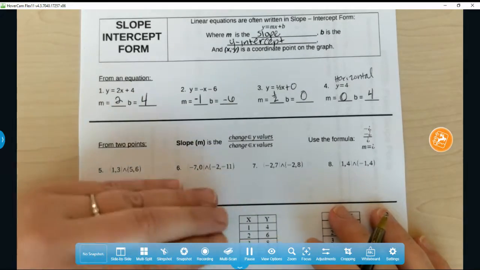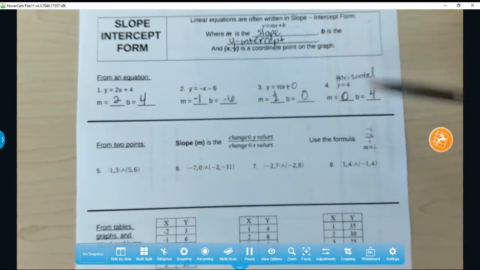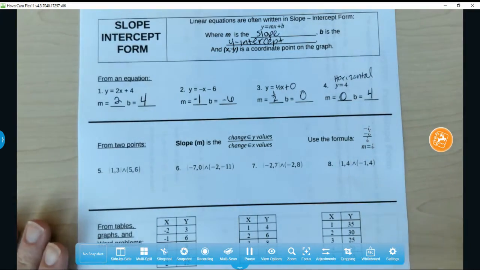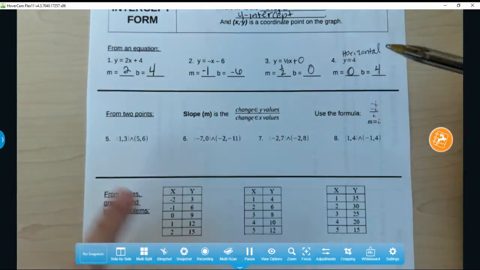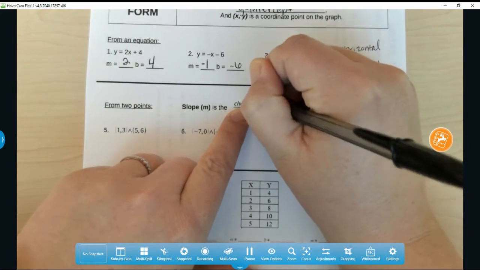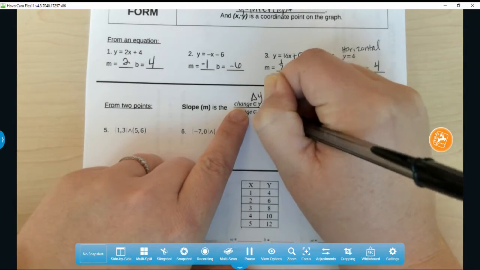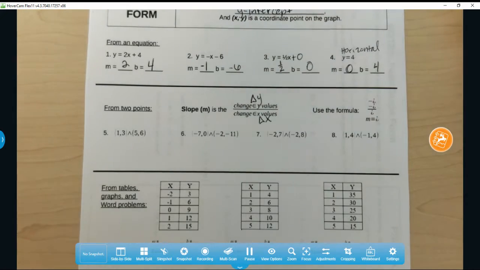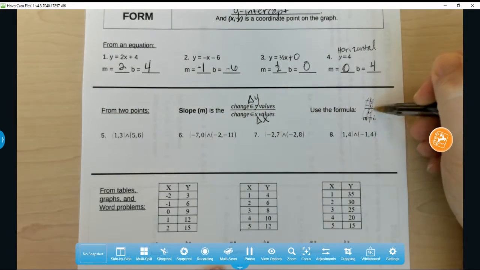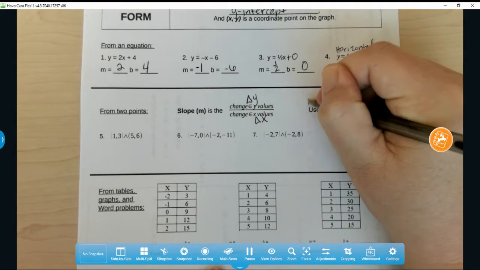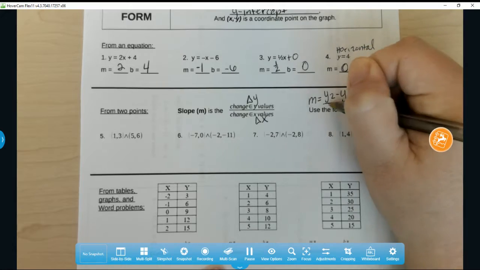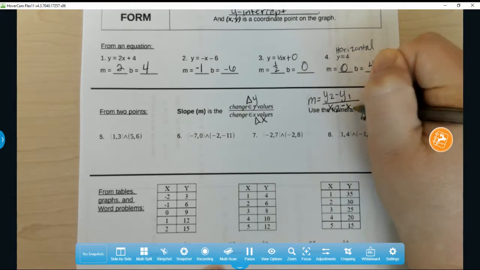What we're going to go into, though, is figuring out how we can get to these equations, whether we've been given points or maybe from tables and graphs. So if we've been given 2 points, change in y values, so that was delta y over change in x, delta x, just written out. This formula came out weird, but we know from last week that to find slope, you do y2 minus y1 over x2 minus x1.